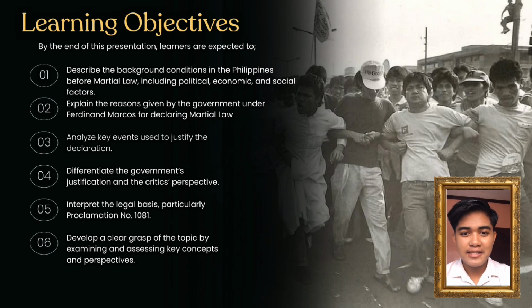By the end of this presentation, learners are expected to describe the background conditions in the Philippines before martial law, including political, economic, and social factors. Explain the reasons given by the government under Ferdinand Marcos for declaring martial law. Analyze key events used to justify these declarations. Differentiate the government's justification and critics' perspective. Interpret the legal basis, particularly Proclamation Number 1081.